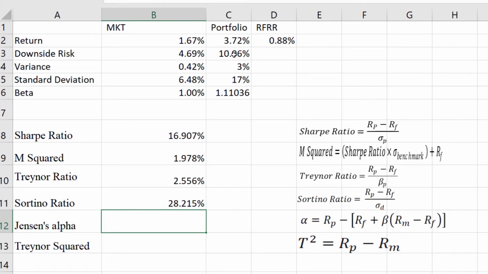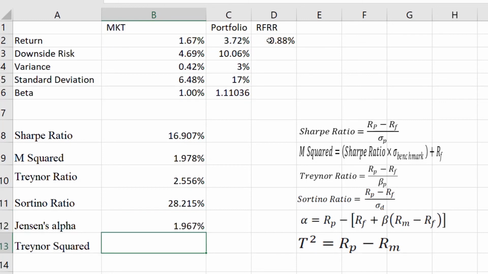The next is Jensen Alpha, that is equal to return on the portfolio minus risk-free rate of return plus beta into RM minus RF.